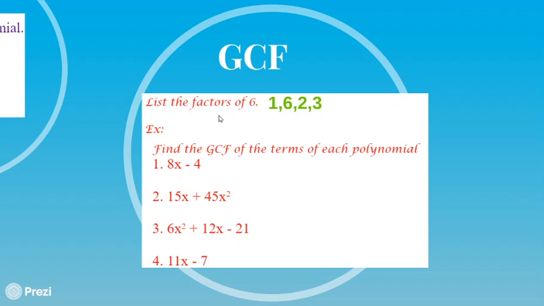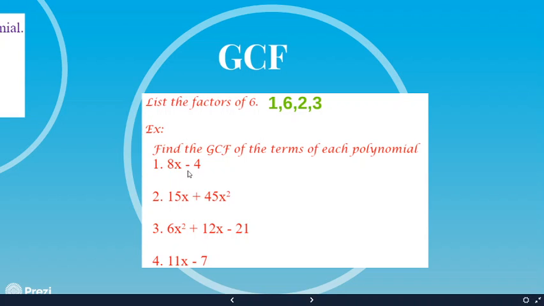Using that information, we're going to think about the largest of the numbers that will divide into every single term to get our greatest common factor, and then factor using this technique. First we're going to practice identifying the GCF, and later on we're going to actually factor using the GCF. So let's talk about how we find the GCF. This is example 1, so go ahead and start copying this down in your notebook.